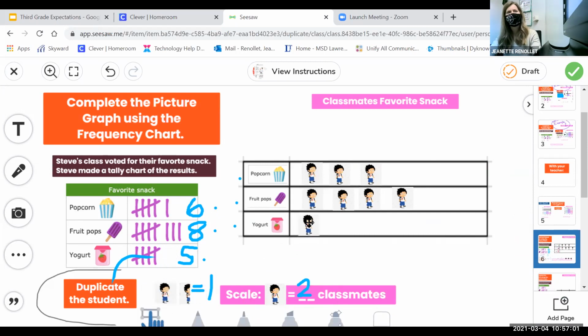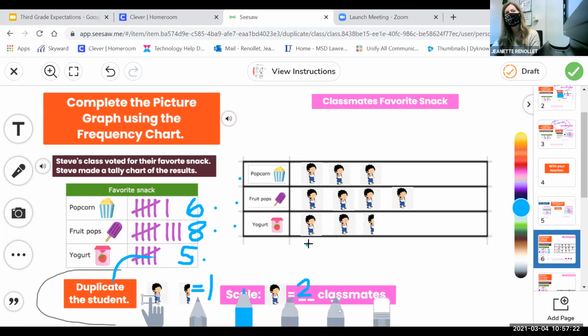So 2, 4. If I added a whole new person, that would be 6, and that's not accurate. So I cannot do that, right? We need our half, which is equal to 1. Now when we count yogurt, it's 2, 4. Now we have 5 students who said yogurt.